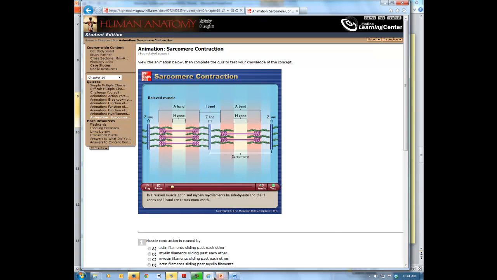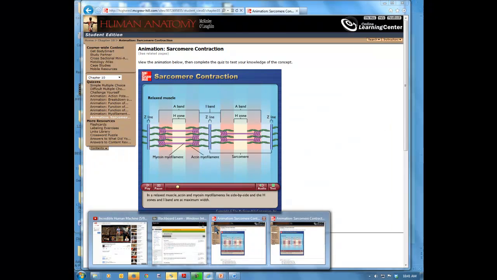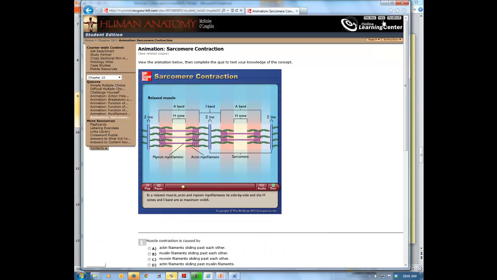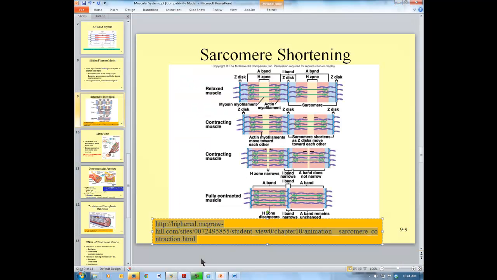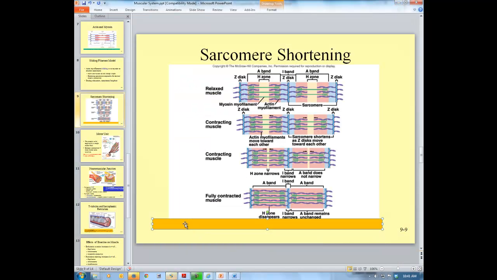In a relaxed muscle, actin and myosin myofilaments lie side by side. Again, the point being that actin and myosin are sliding over one another. And which myofilament is doing all the work? That's the big concept.